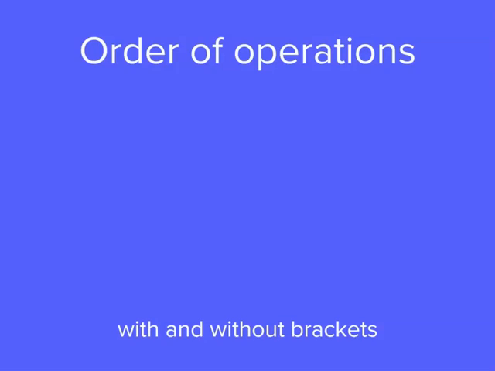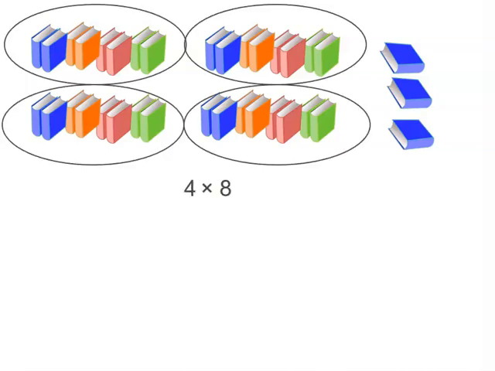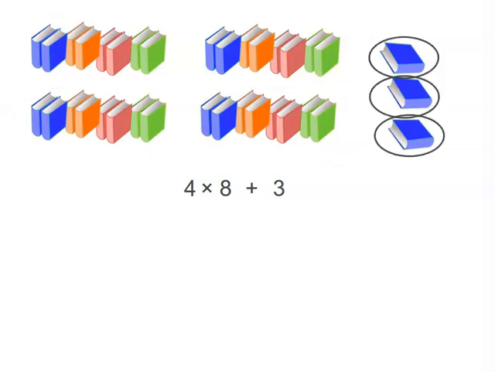When we solve problems, it matters which order we solve them in. We have 4 groups of books. Each group has 8 books in it. So first we need to solve 4 multiplied by 8. And then we'll add 3 more on. So 4 multiplied by 8 means we have 32 books.